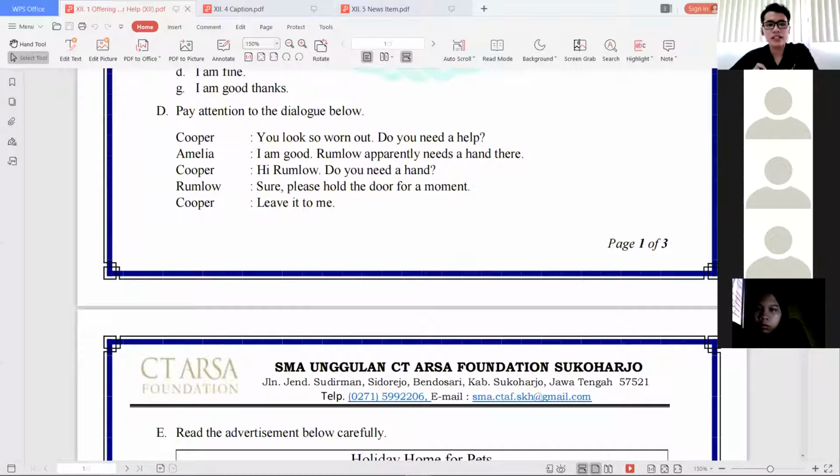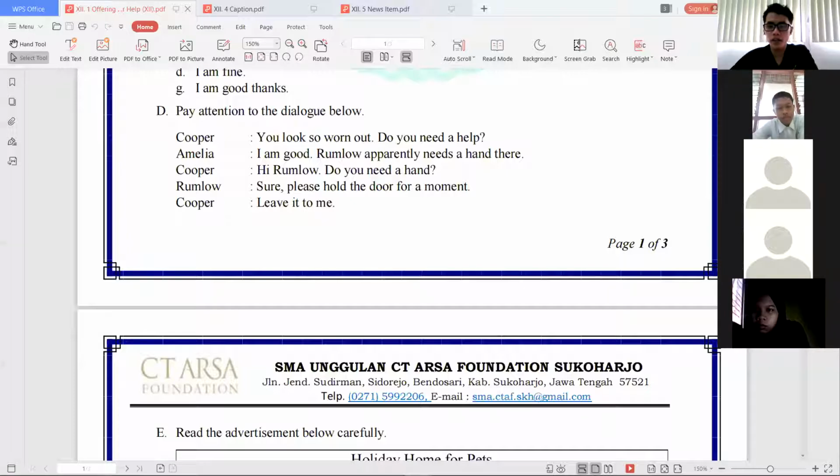So in this case, Cooper offers help because Cooper finds out that Amelia looks so worn out. Worn out means tired, very tired. So Cooper sees Amelia so tired, so Cooper offers some help. In this case, do you need help? This expression is used to offer some help.